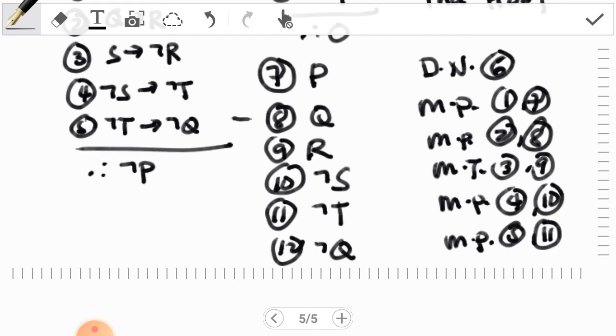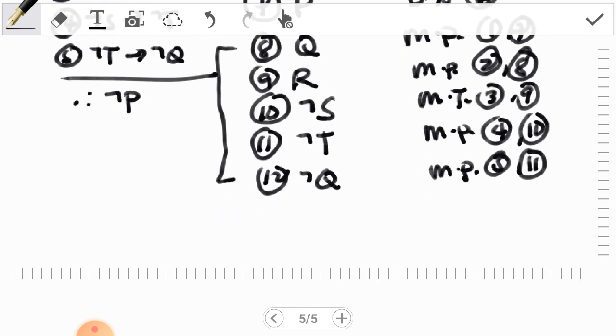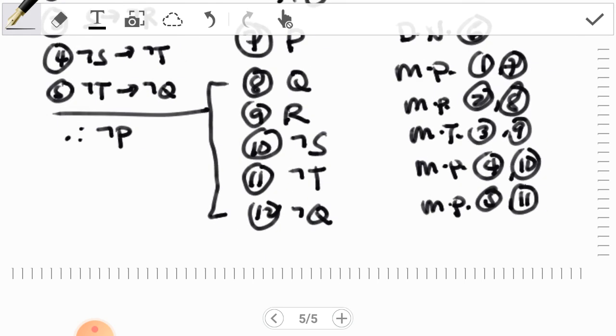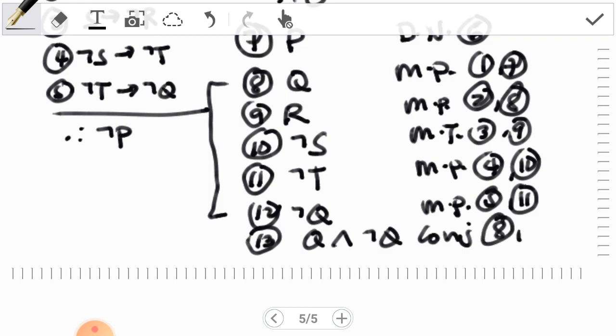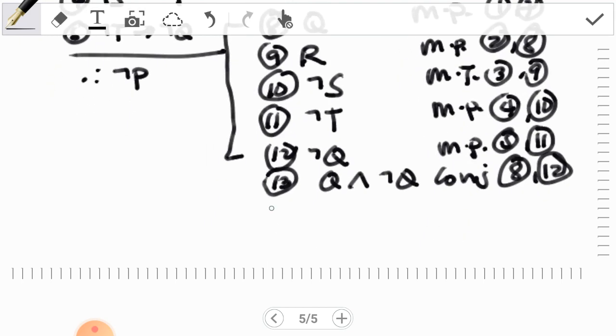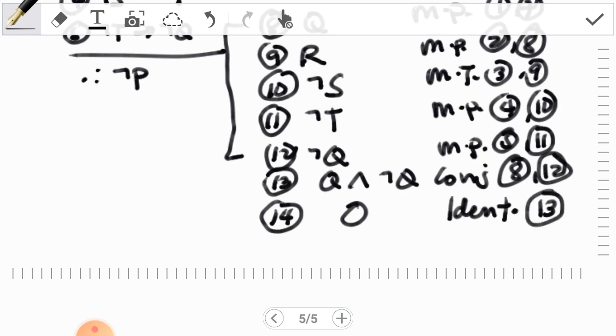But look at this. In number 12, we have not Q. In number 8, we have Q. We have now a contradiction. So by conjunction, Q and not Q: conjunction for 8 and 12. And finally, we have our conclusion 0, the false value 0, by identity of line number 13. So there you have it, the rule of indirect proof.